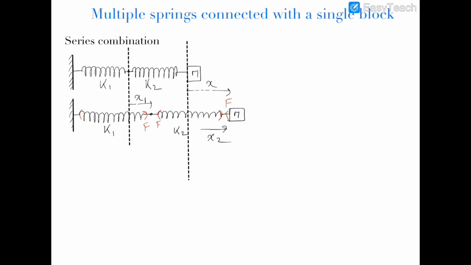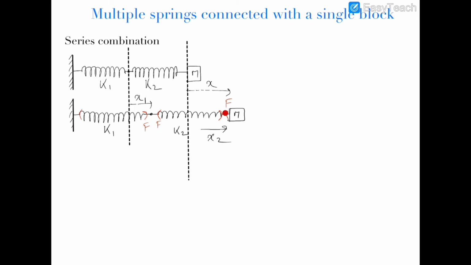Now to initiate the simple harmonic motion, this block is being displaced and the springs are being stretched by a distance of x. So if we are displacing this block by a distance of x, then let's suppose that this point is displaced or stretched by a distance of x1. So the extension of the first spring is x1, and let us assume that the extension of the second spring is x2.